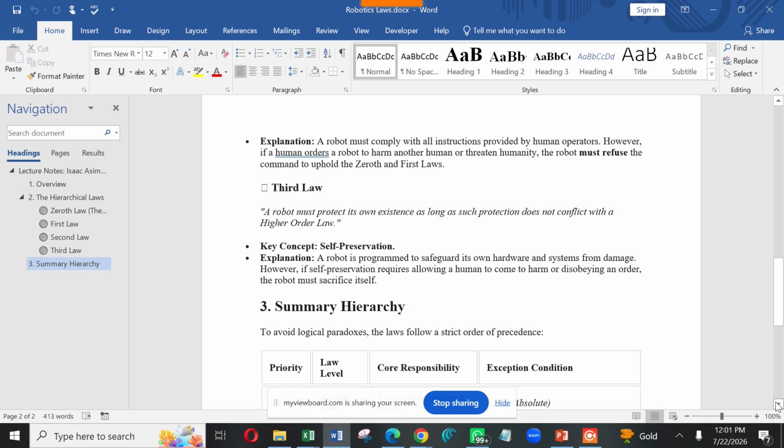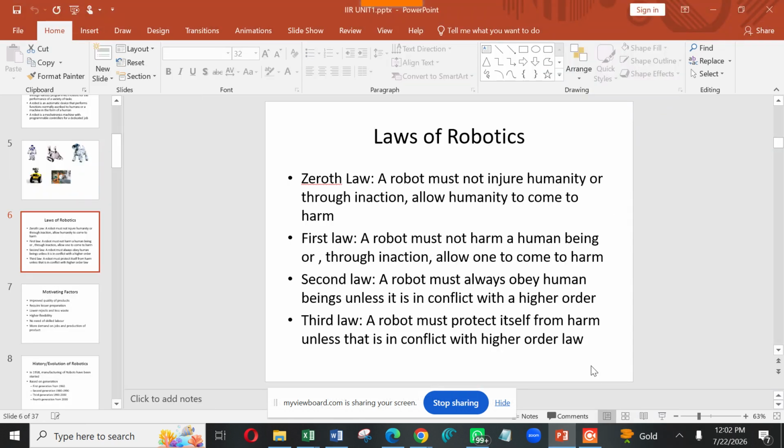So these four laws should be followed, and only then can a robot be allowed to work in industry. Fine. Any doubt on the laws? No doubt. These are the four laws.